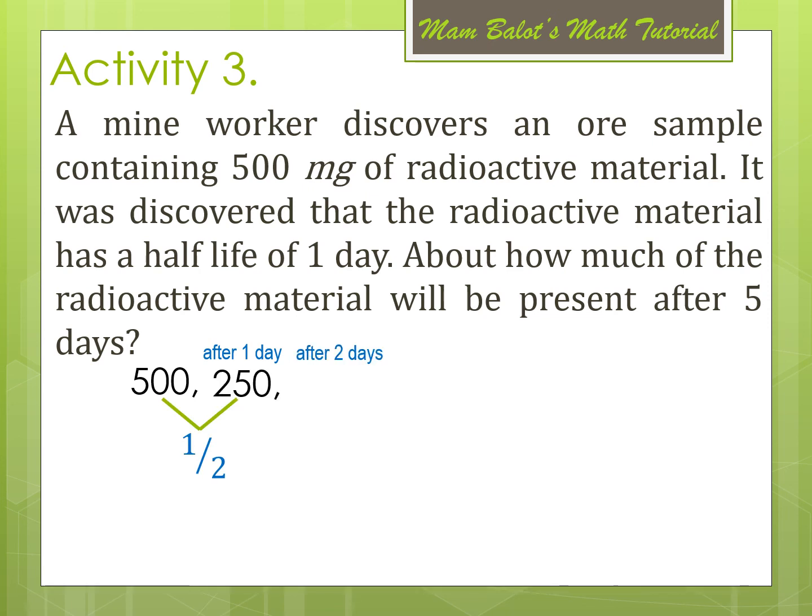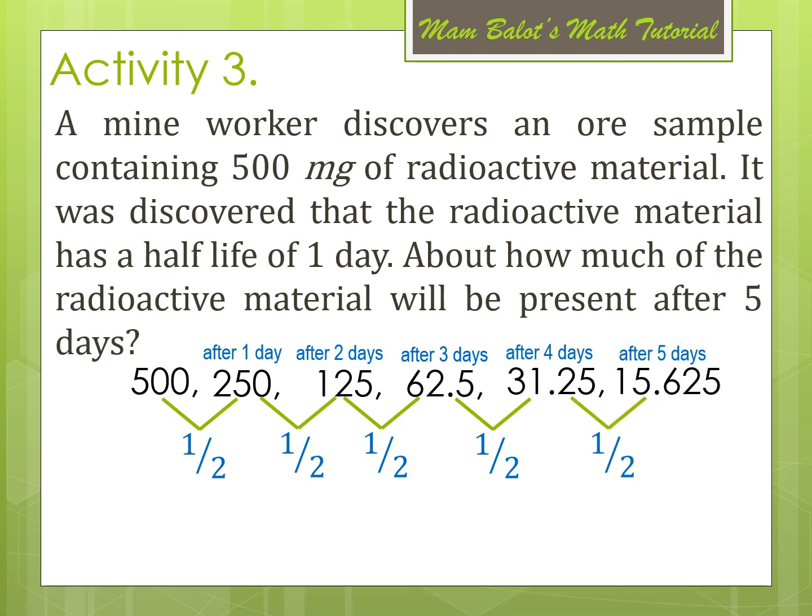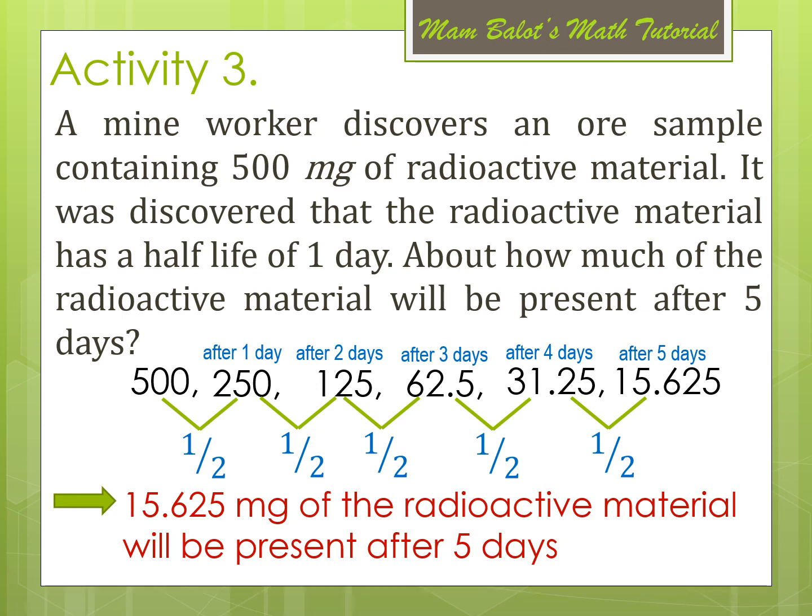After 2 days, multiply again by 1/2, so we get 125. After 3 days, multiply by 1/2, we have now 62.5. After 4 days, multiply again by 1/2, we get 31.25. And after 5 days, multiply again by 1/2, we get 15.625. Therefore, 15.625 milligrams of the radioactive material will be present after 5 days.